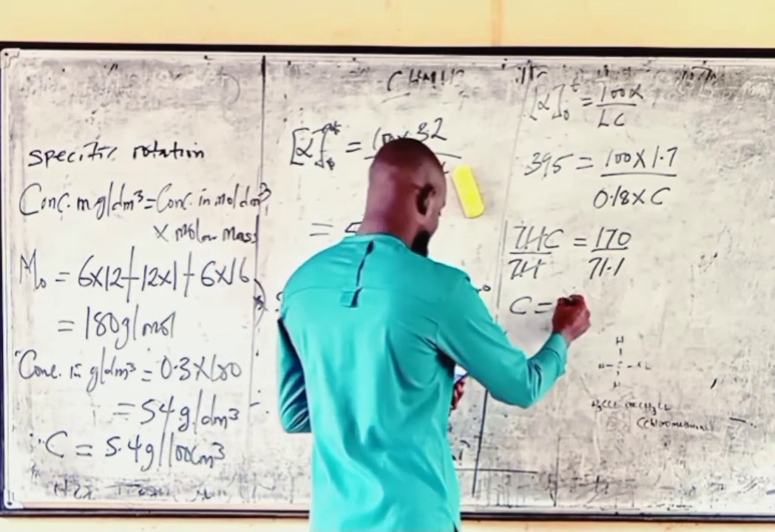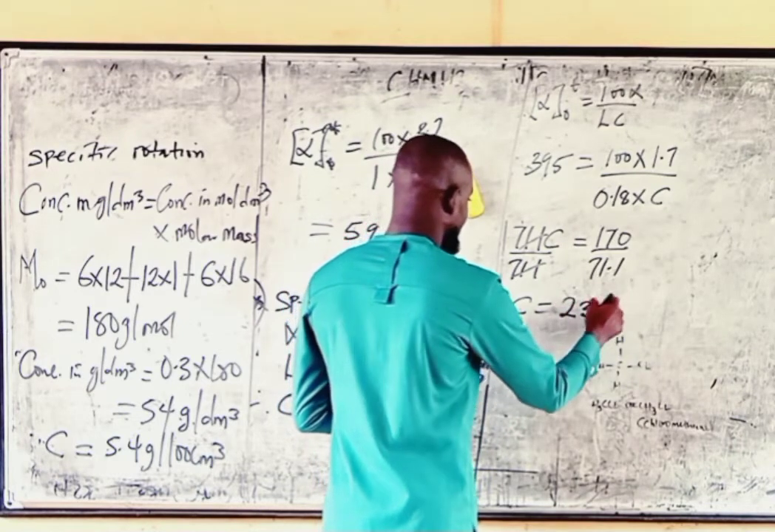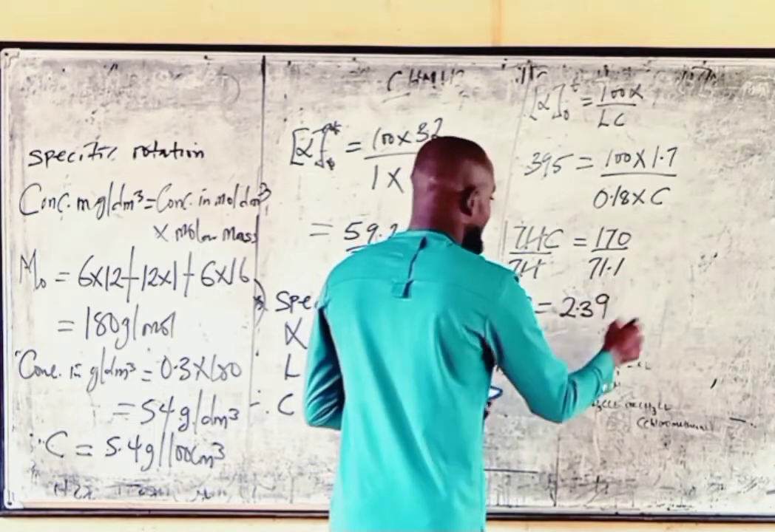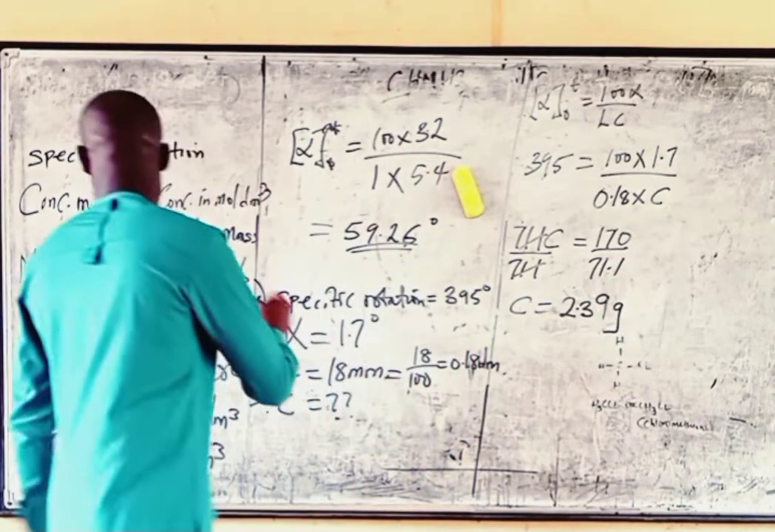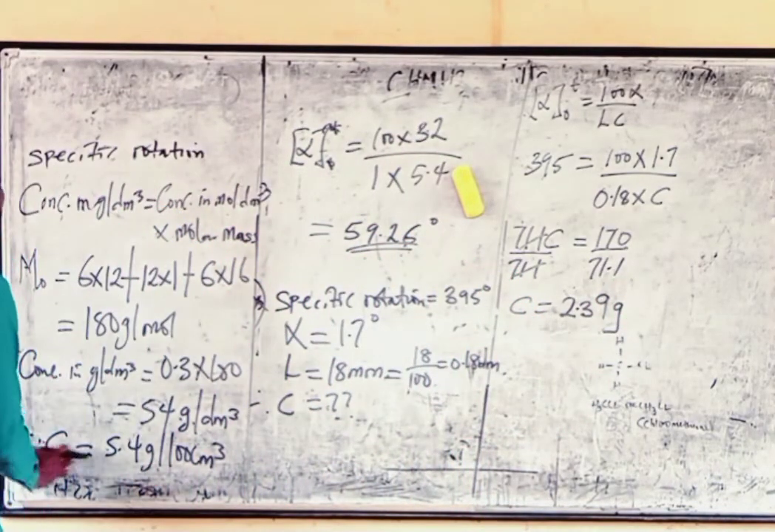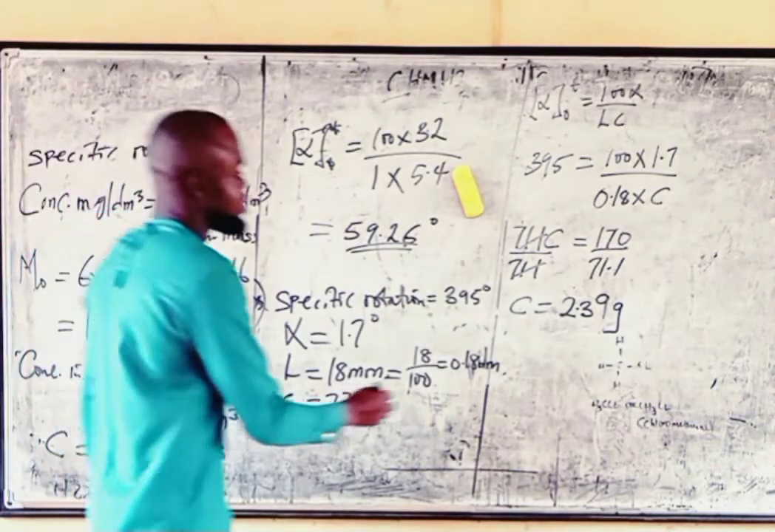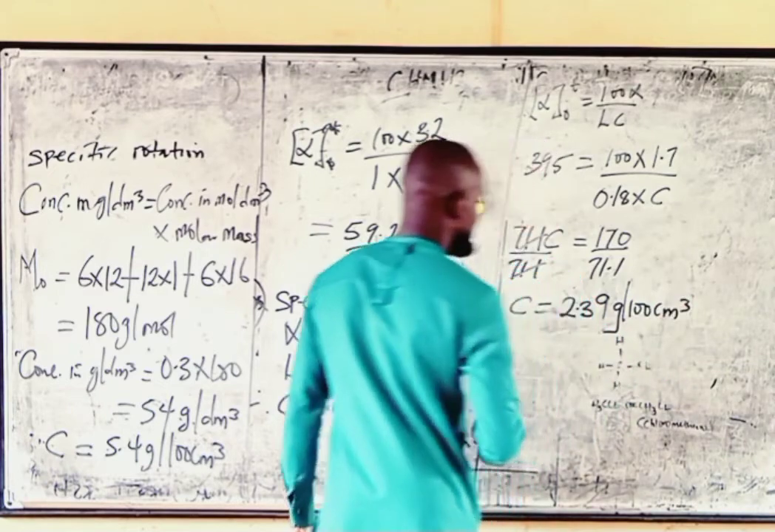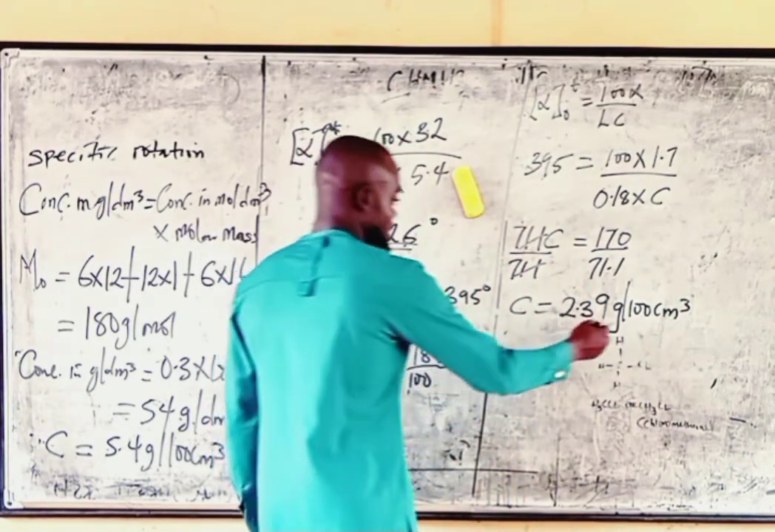So I'm having 2.39. Remember, the unit we are using for concentration is grams per 100 cm³. So the unit should be grams per 100 cm³. That will be the unit and the answer.